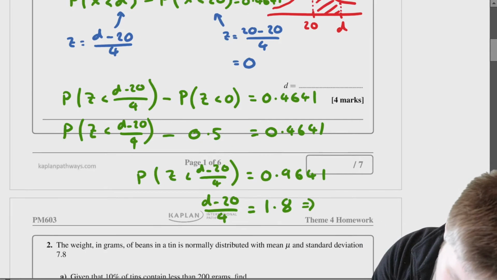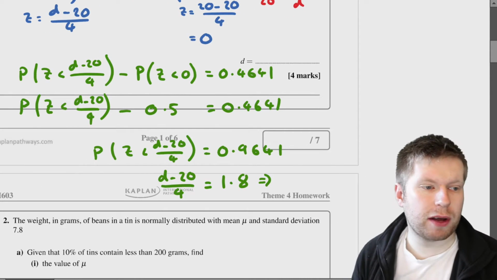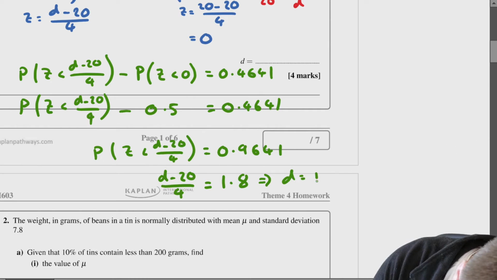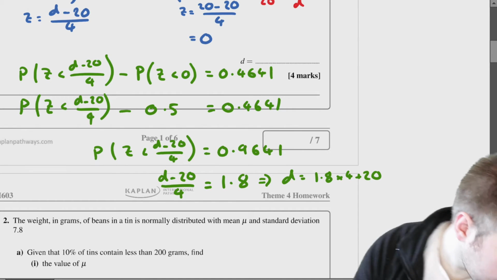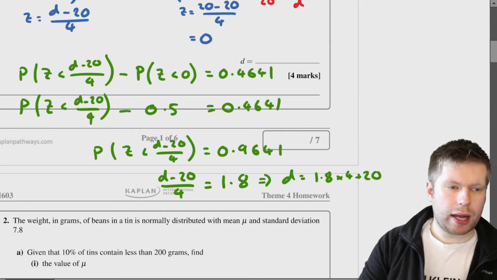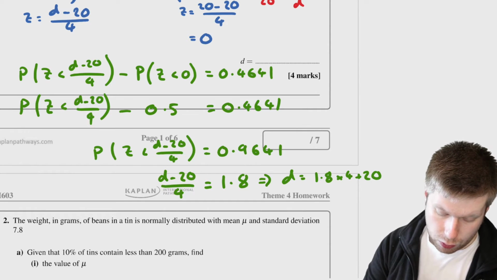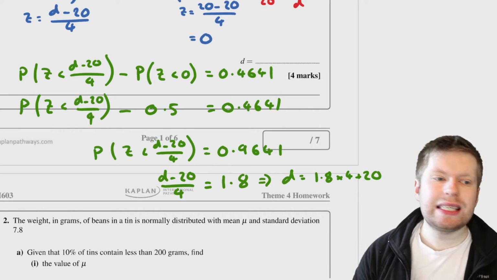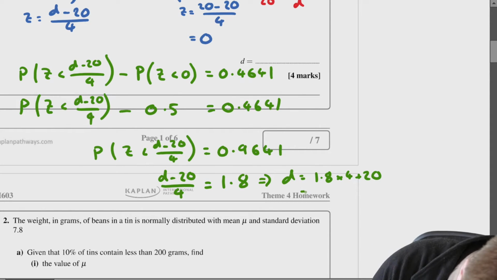So if I solve this, obviously I should times both sides by 4 and then add 20. Okay, so d should be equal to 1.8 times 4. And then if I add 20 to that, okay, well, let me just quickly do it on my calculator. So 1.8 times 4. And then if I add 20 to that, I get myself 27.2, okay? So the value of d in this case is 27.2.